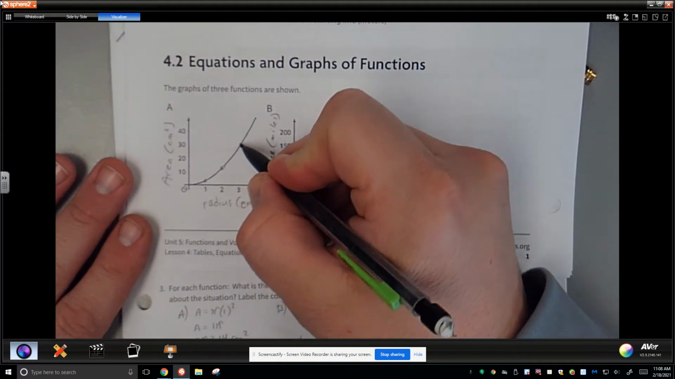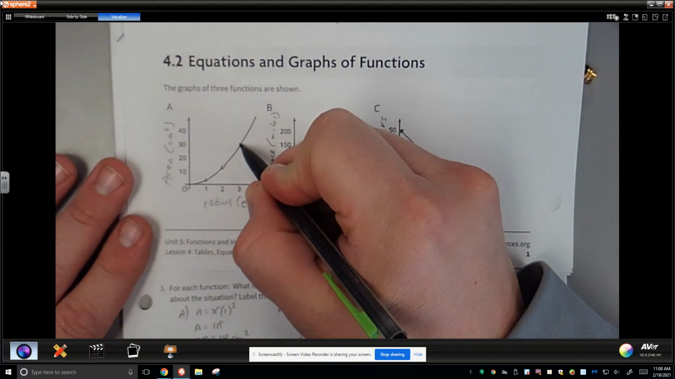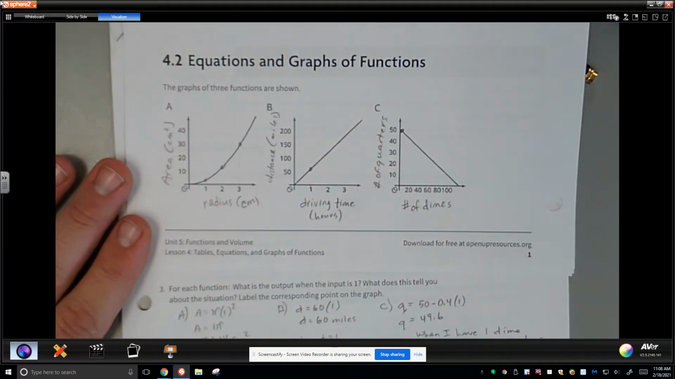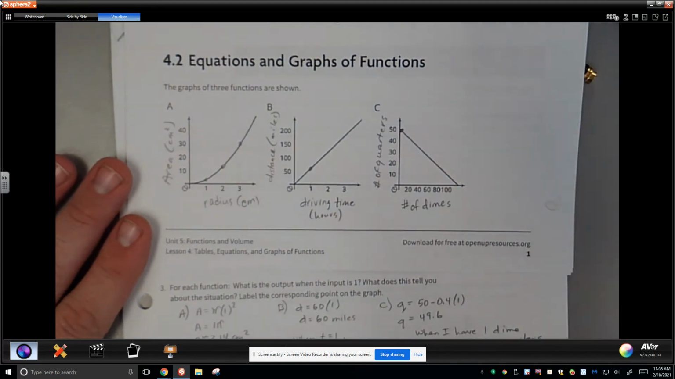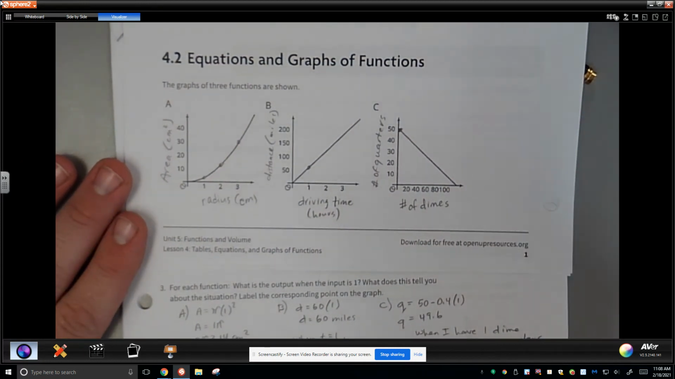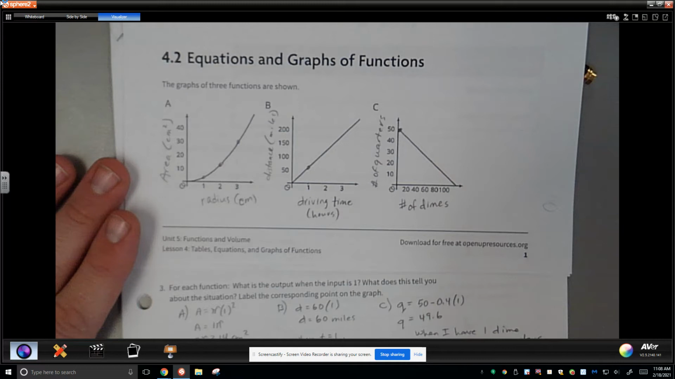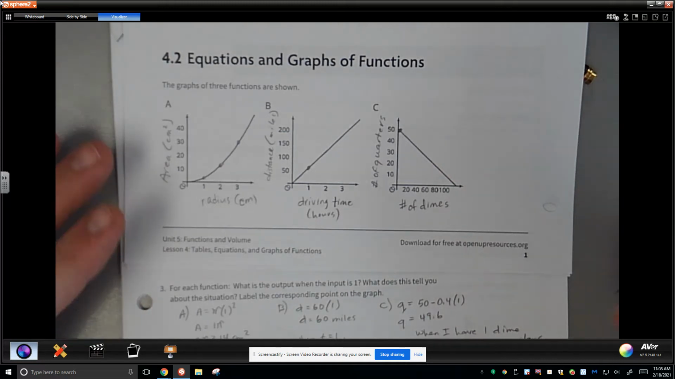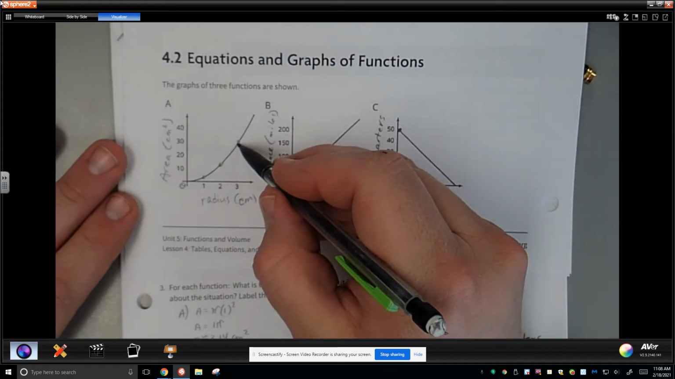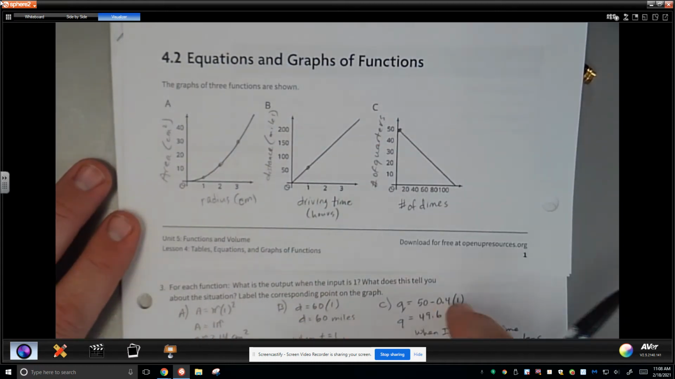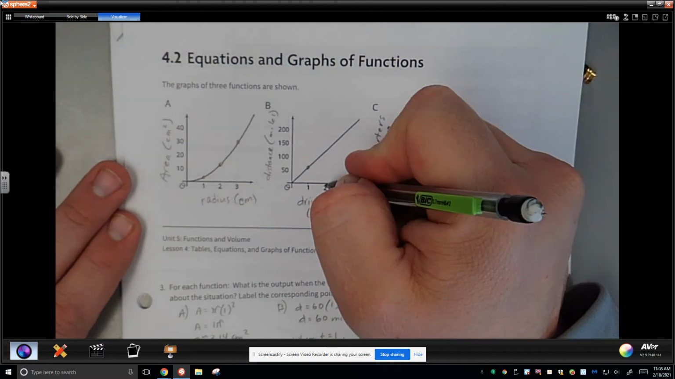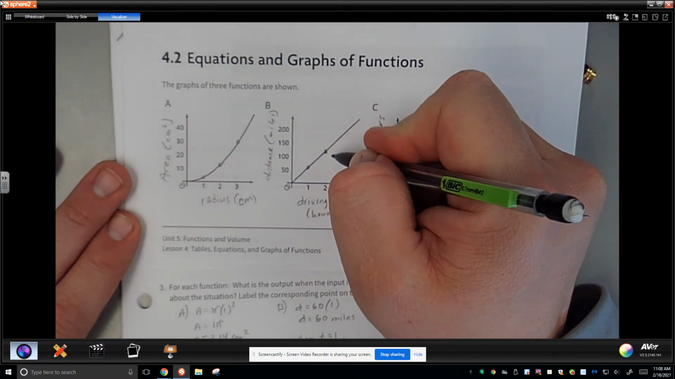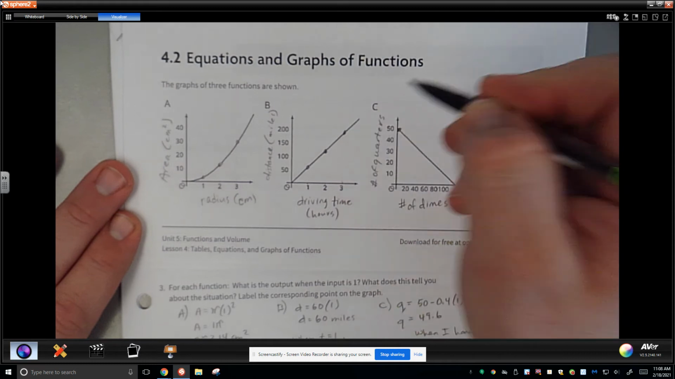I could say the same thing for 3, although just reading the graph isn't going to be very easy to work with. But I would say 3 squared, 9 times pi, is somewhere around 27 and 45 hundredths or so. But it's something that we would have to be able to calculate exactly to work with, and that's why the equations are so useful. Driving time, 2 hours is going to be 120 miles. 3 hours is going to be 180 miles.